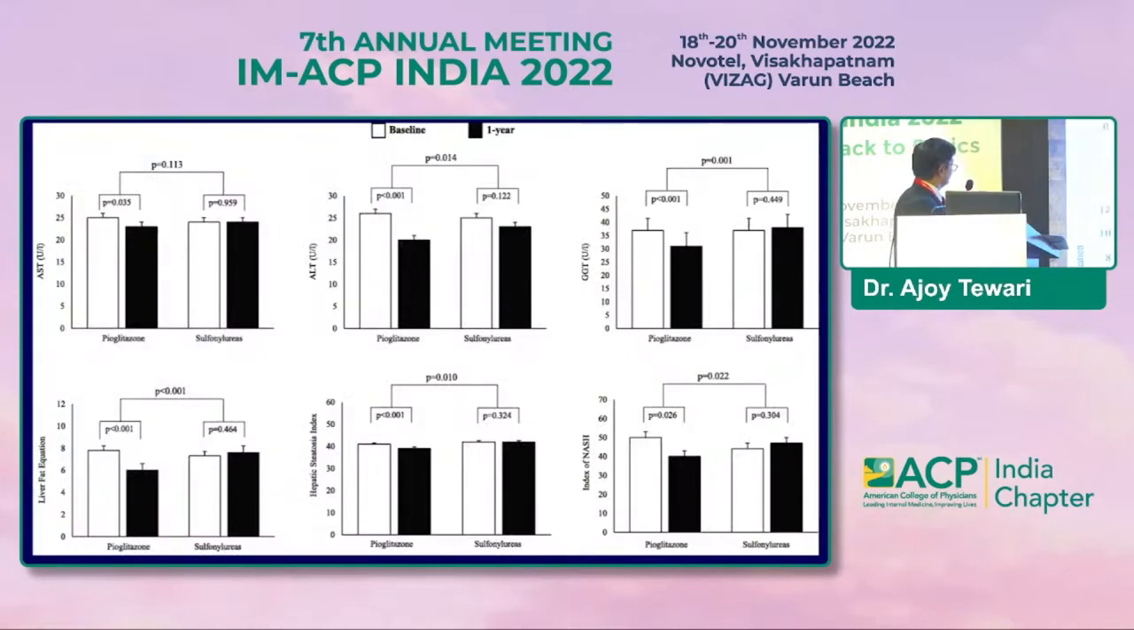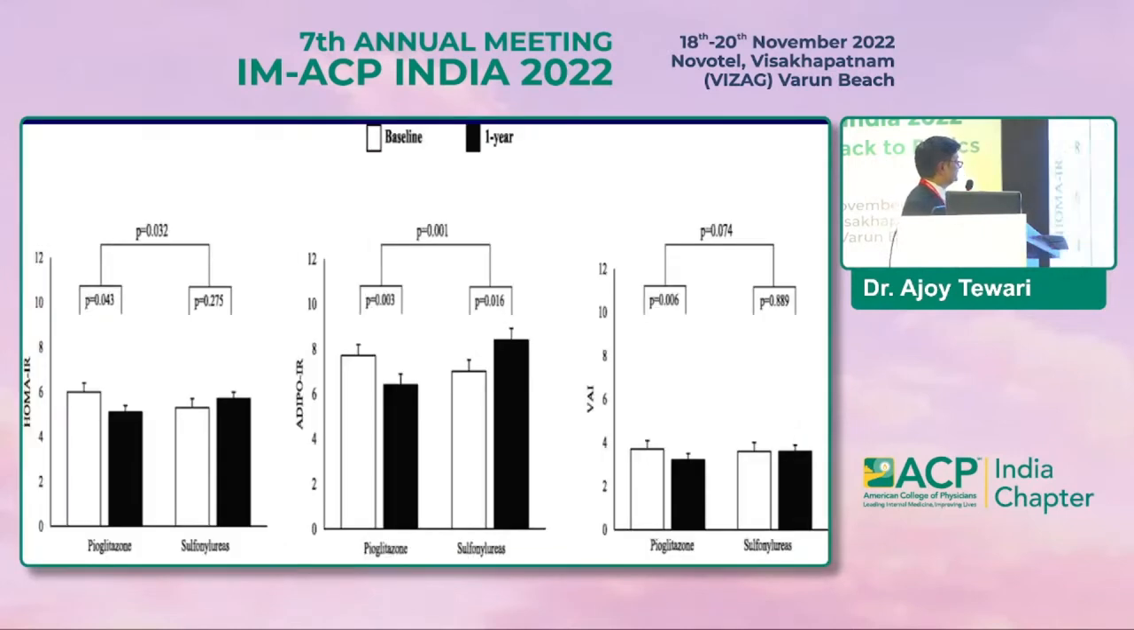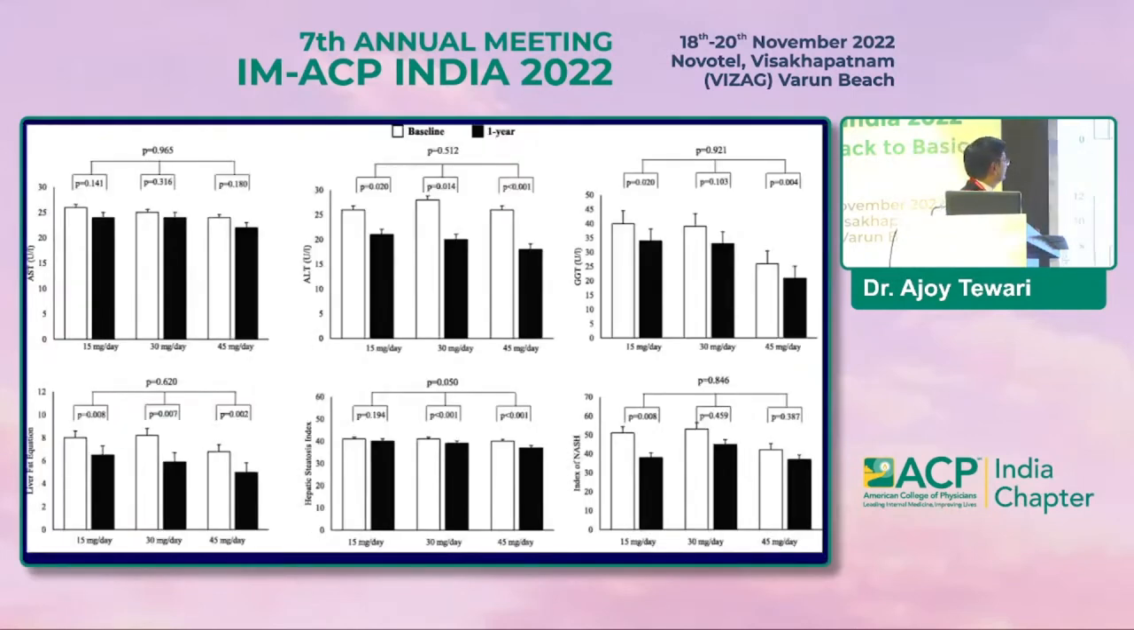So here we have the comparisons, pioglitazone versus sulfonylureas as regards to AST, ALT levels, GGT levels, liver fat equation, hepatic steatosis index, and the index of NASH. And HOMA-IR and Adipo-IR and VAI, visceral adiposity index, were also seen in these studies. So the interesting part of the study was that they compared the three doses, that is the 15 milligram, 30 milligram, and 45 milligram, and they found that all of the three doses performed equally well when it came to the regression of the fat in the liver.